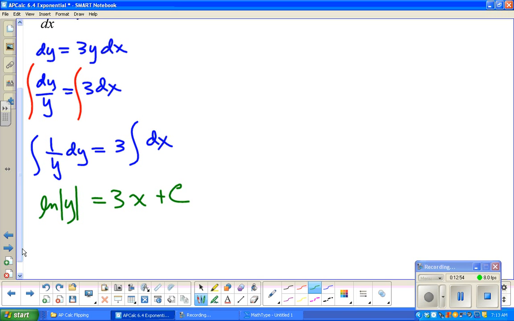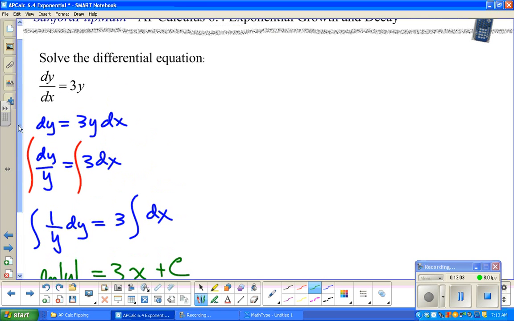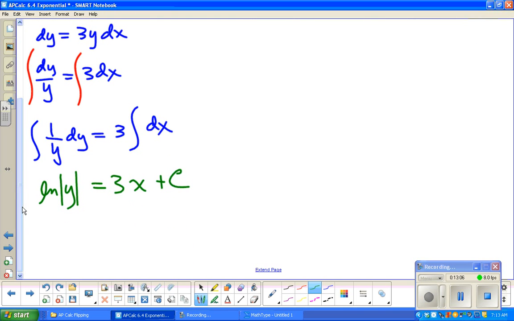If I had an initial condition to work with, this would be a great time to put it in and solve for c. I can wait, or I can do it now. I don't have an initial condition for this, so I'm just going to leave it plus c, but I don't have y equals yet. So how do you get rid of a log?